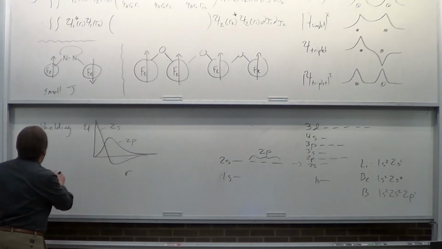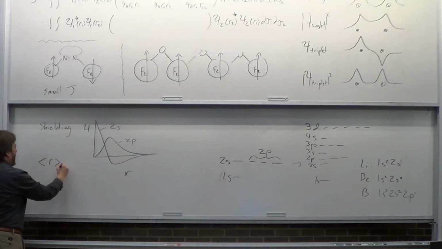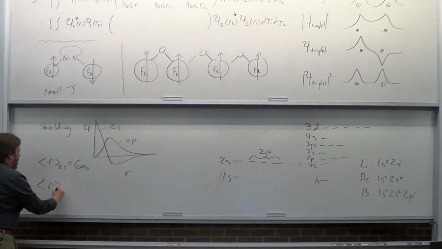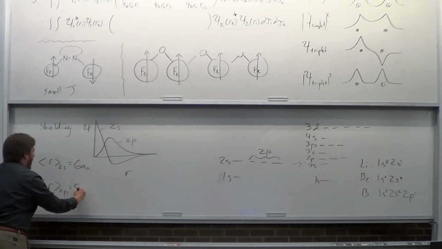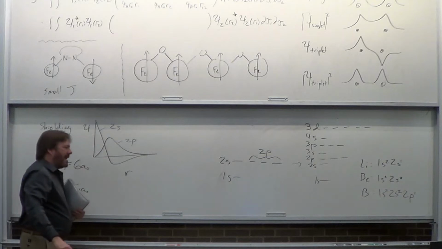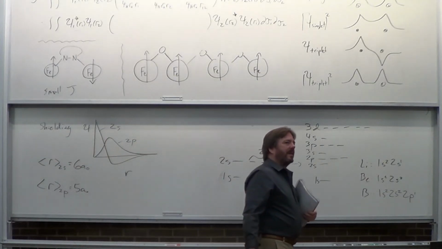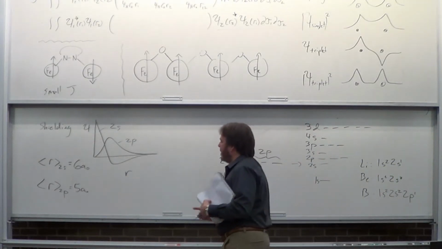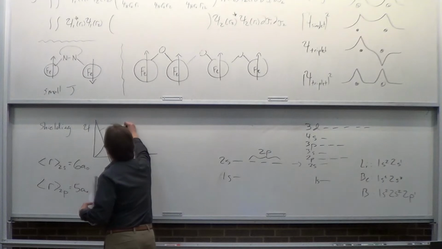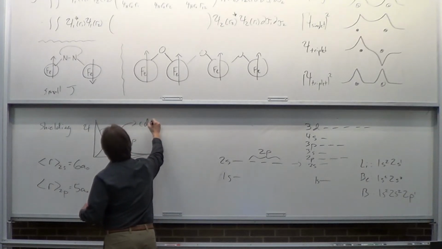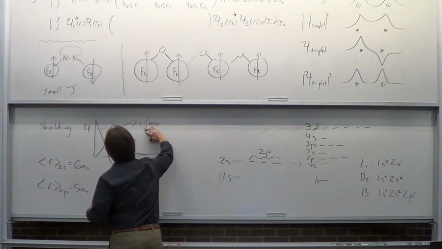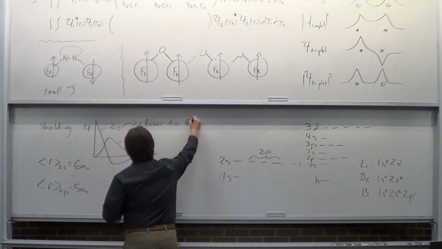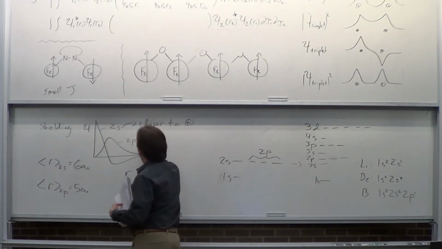Now, it turns out that the average R for a 2s is 6 Bohrs, and the average R of a 2p is actually 5 Bohrs. So that struck me as odd. I was actually doing this calculation last year for a homework set, and I looked at that and I thought, well, that's weird, because I know the reason that shielding exists is that the 2s is closer. It's closer to the nucleus than a 2p, which is further away.